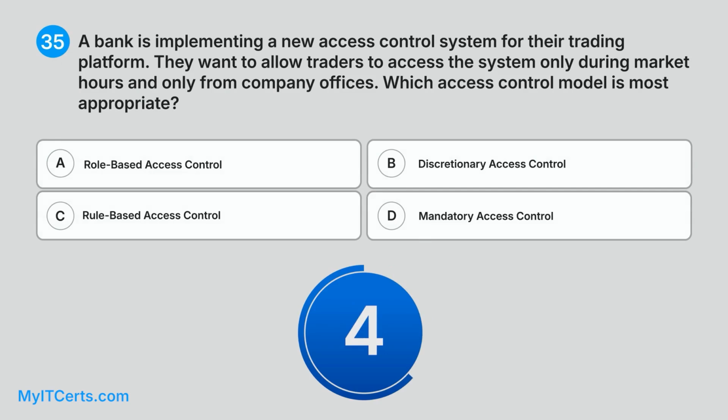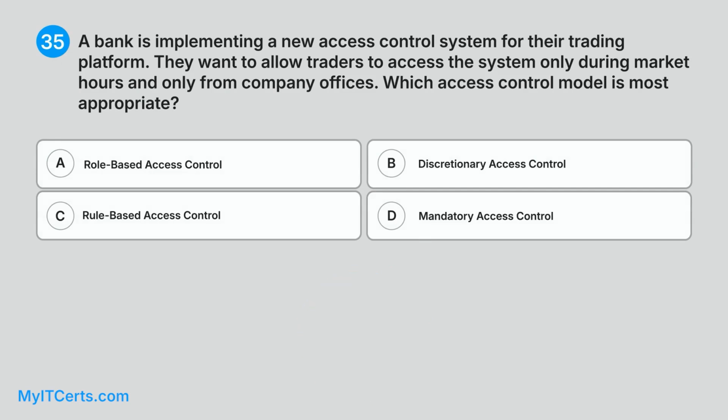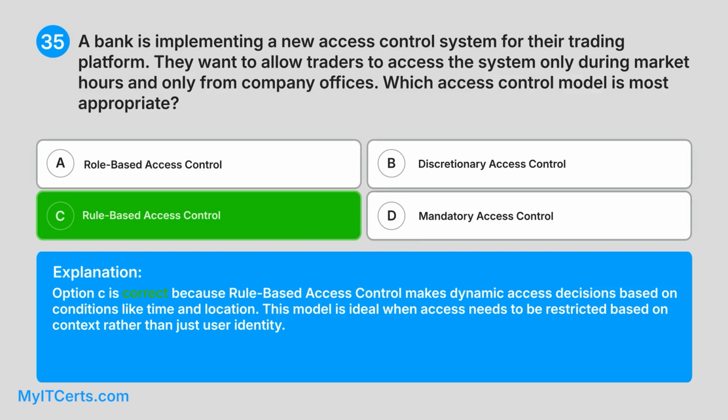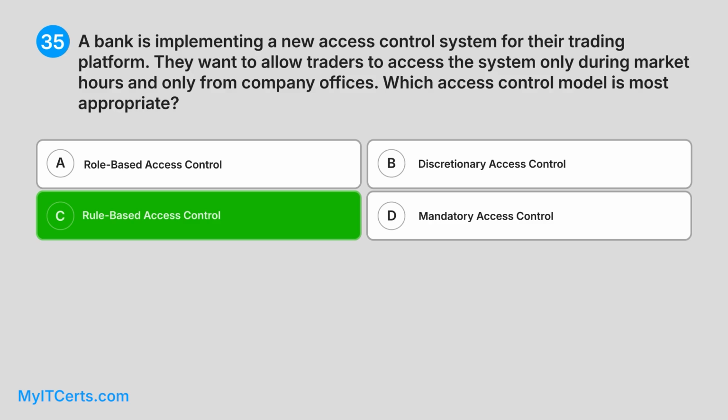Can you guess the answer? Correct answer: C. Rule-based access control. Explanation. Option C is correct because rule-based access control makes dynamic access decisions based on conditions like time and location. This model is ideal when access needs to be restricted based on context rather than just user identity.